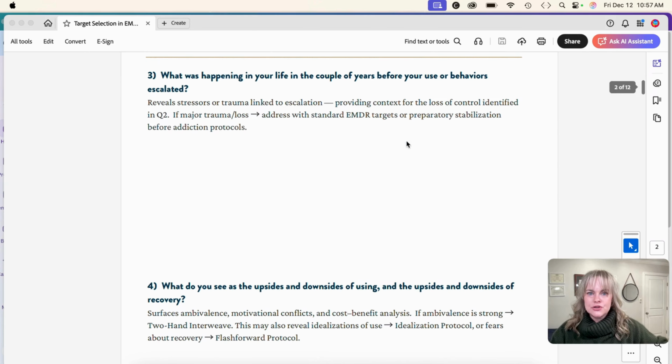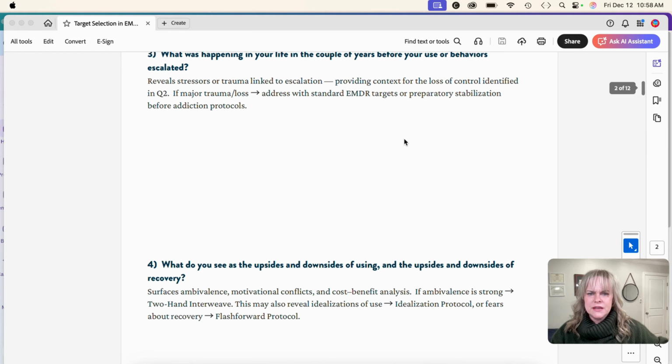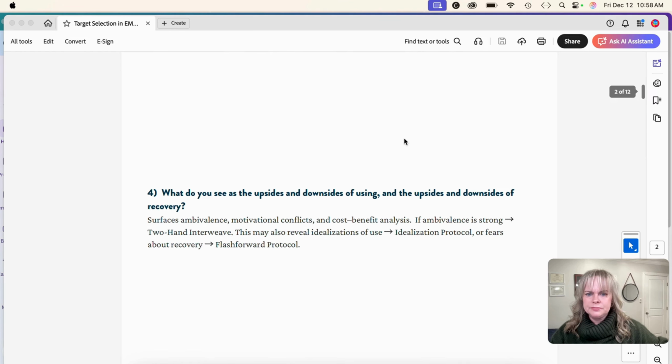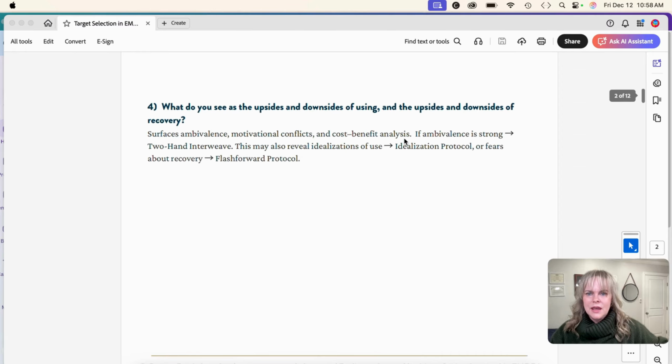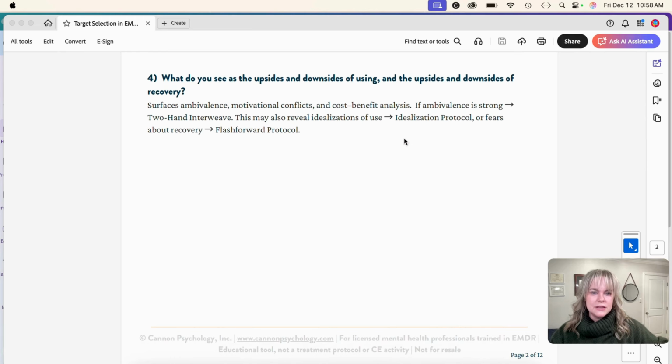And again, I addressed this earlier. What was happening in your life the couple years before your use or behaviors escalated? This is gold information. And again, this is usually the standard protocol. And I'm not going to give my entire checklist or clinician guide away because this is 12 pages and I'm on page 2. But we'll only do a little bit more of these.